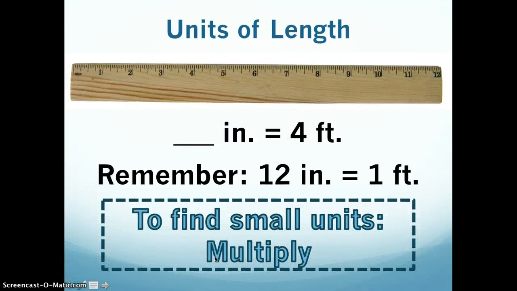All right, let's try another one, but this time we're going to find the smaller unit. So we don't know the number of inches, but we do know the number of feet. Feet is larger, so we're looking for that smaller unit. If we have 4 feet, how many inches would that be? We know the conversion is 12 inches is the same as 1 foot. So 4 times 12 gives you 48.